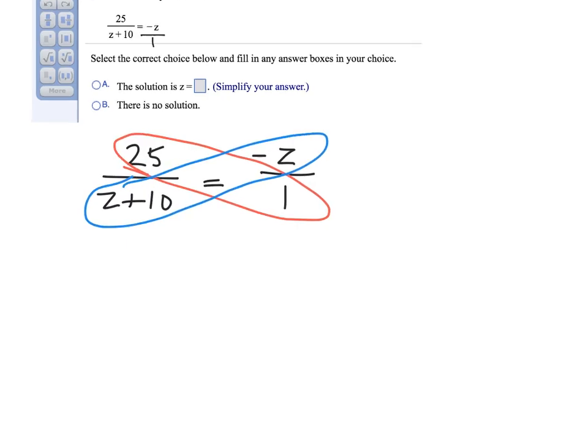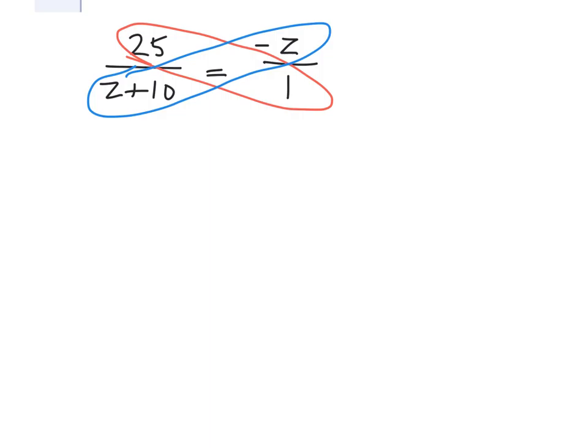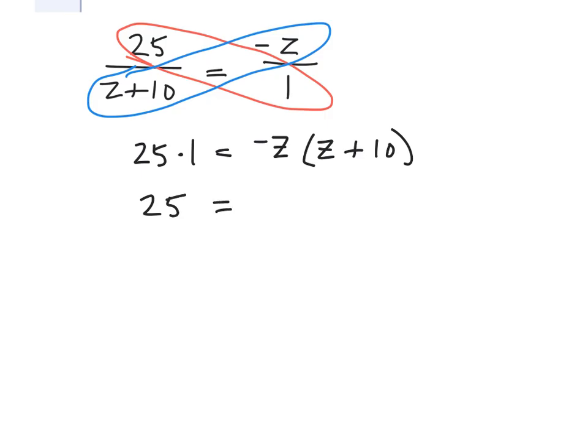And so, let's see, in no particular order, I guess we've got 25 times 1 is equal to, and then we've got negative z times z plus 10. All right, and so the left side, straightforward, that's 25. Now the right side, we have the distributive property that we're going to need to do. So you've got negative z times z, so that's going to be negative z squared. And then you've got negative z times positive 10, so that's going to be minus 10z.